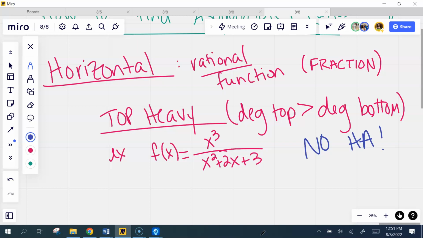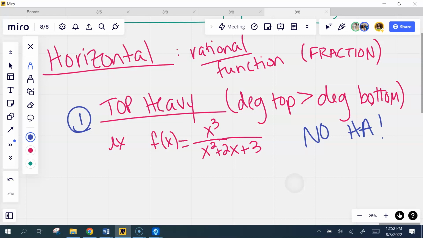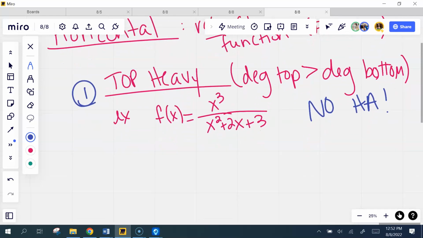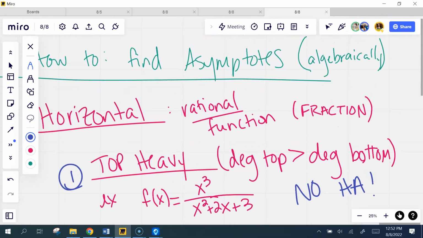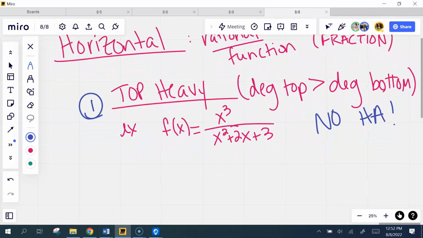Okay, there's 3 scenarios. Scenario 2. This is very important, by the way. You might want to write this down, star it or highlight it or something, because you'll go back and look at this a lot. How to find horizontal asymptotes, and then how to find vertical asymptotes.